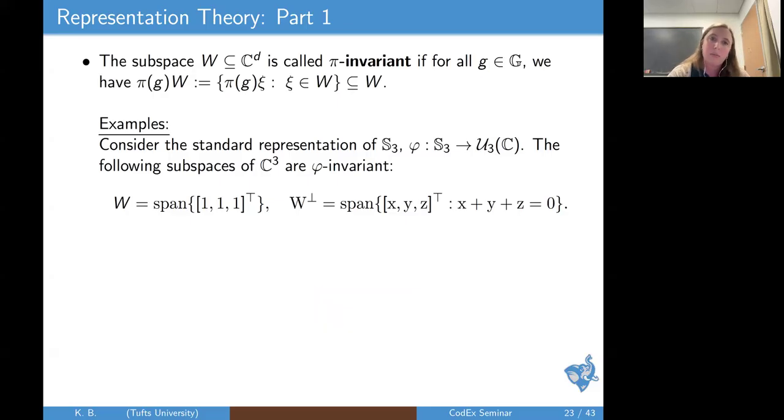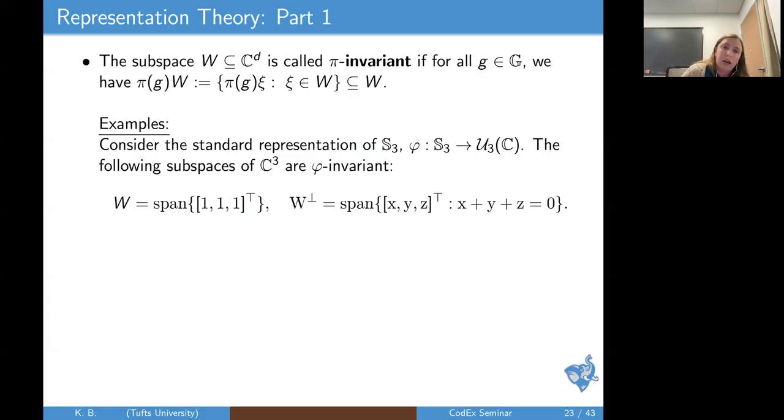In particular, a subspace W of C^d is called pi invariant if for all elements g of our group, we have that pi evaluated at g applied to W should be a subset of W itself. So as an example, if we consider, oops, sorry, typo, the permutation representation that we had just before on the previous slide, then the following subspaces are pi invariant.